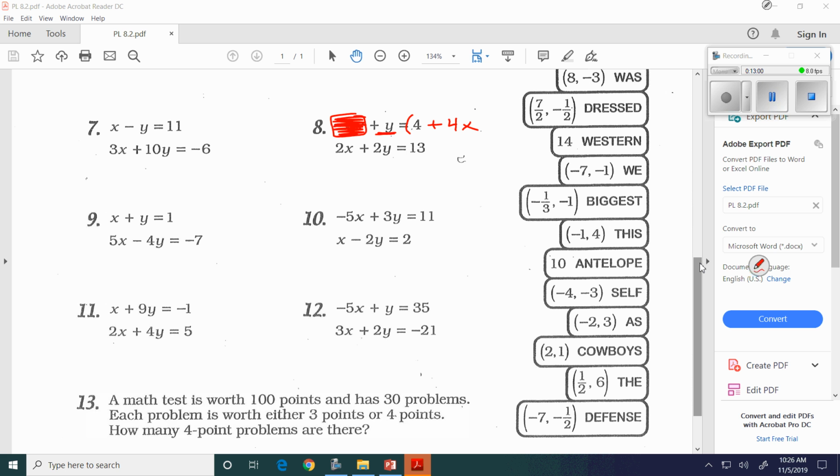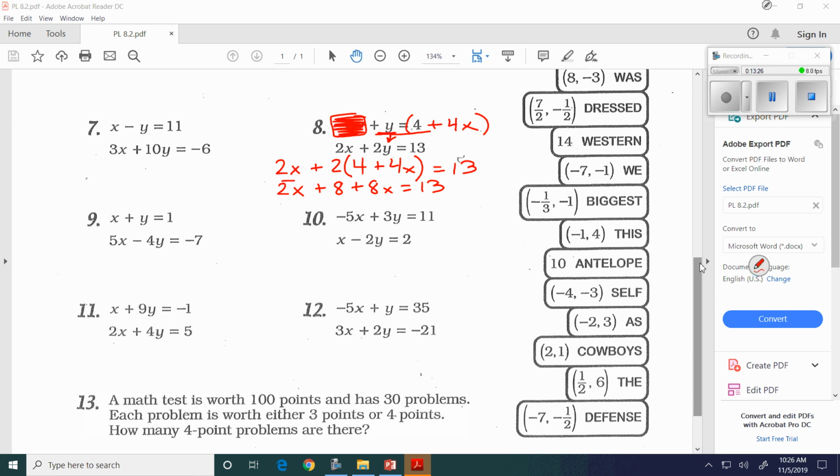When we substitute this binomial in right here, it's going to be multiplied times a monomial. So we're going to do the distributive property. So we have 2x plus 2 times the sum of 4 plus 4x, and that's equal to 13. Next, we're going to do the distributive property. So 2 times 4 is 8, and 2 times 4x is 8x.